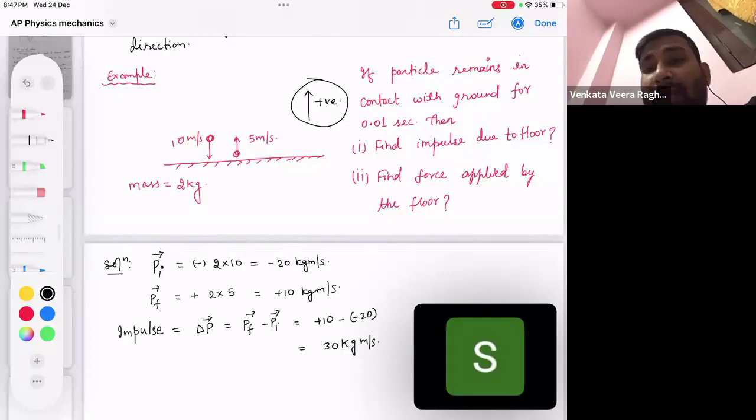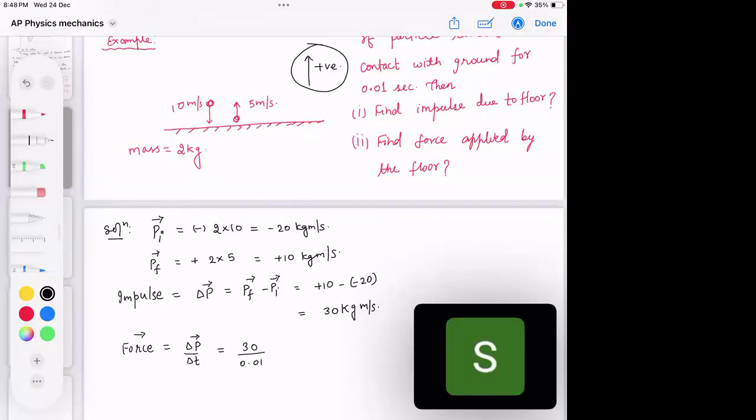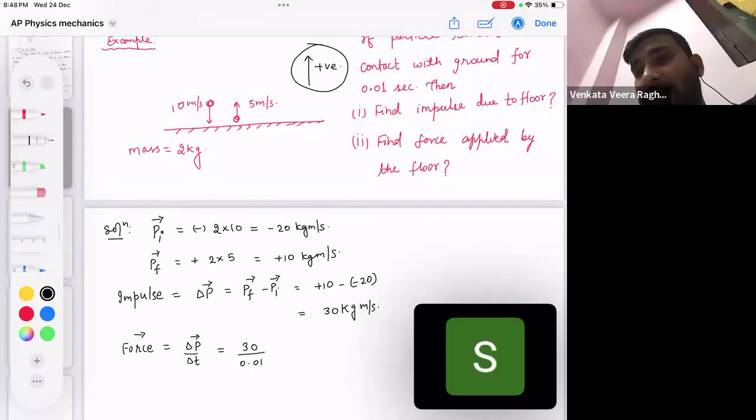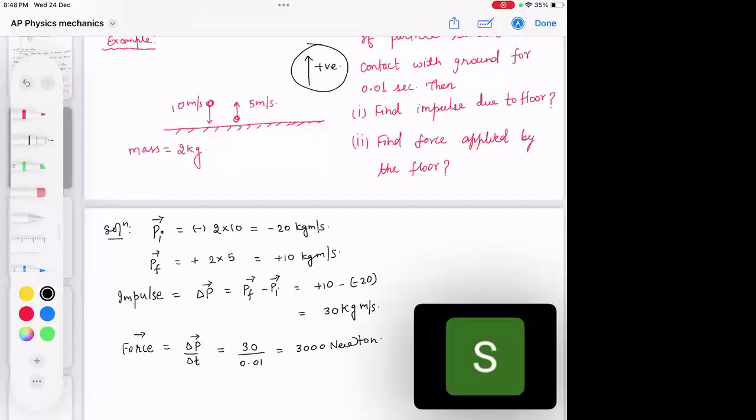Now if I ask you in the question, tell me what is the force acting due to the floor? The force will be how much? Can I say force is going to be change in momentum by the time taken for that change in momentum to happen? Change in momentum we have already calculated, 30. And what is the time duration for which it was in contact with the ground? 0.01 second. So am I getting 3000 Newton? Just check. Please tell me. Clear? Yes, sir.